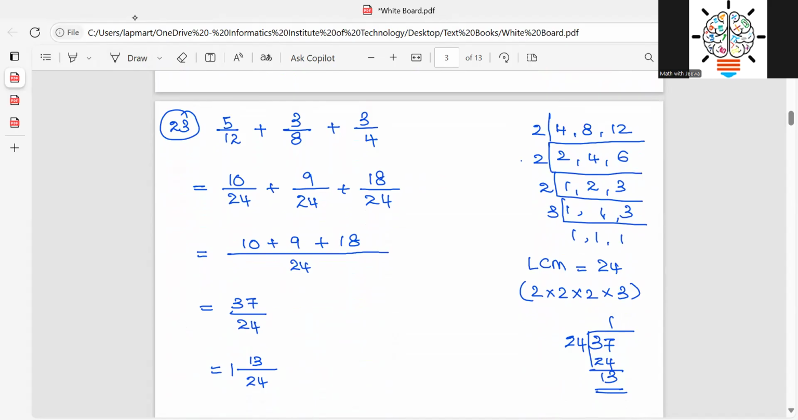The LCM is 24 and I have adjusted the numerators accordingly, and here you can see 37 over 24, my answer. So it is an improper fraction. To conclude the final answer, I want to convert that improper fraction into a mixed number. How can I do that? 37 I divide by 24. So then it gives me 1 whole and 13 over 24.